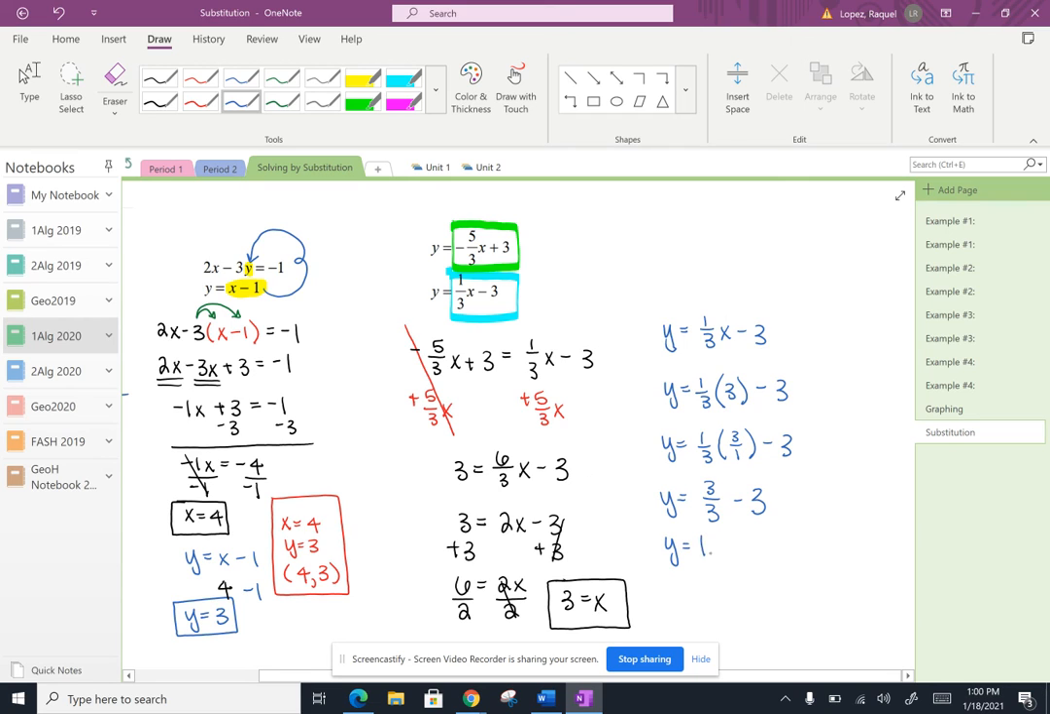3 divided by 3 is just 1. So I really have an expression that reads y equals 1 minus 3, which means that y equals negative 2. And there's our solution. Our solution is x equals 3, y equals negative 2. And if you're writing it as an ordered pair, it's going to be (3, negative 2).